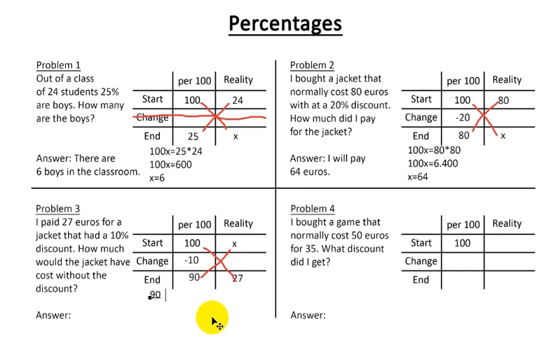So we get that 90x needs to be equal to 100 times 27. So 90x needs to be equal to 2,700. Divide both sides by 90, and what we get is that x is equal to 30. That was the initial price. Initially, the jacket would have cost 30 euros.